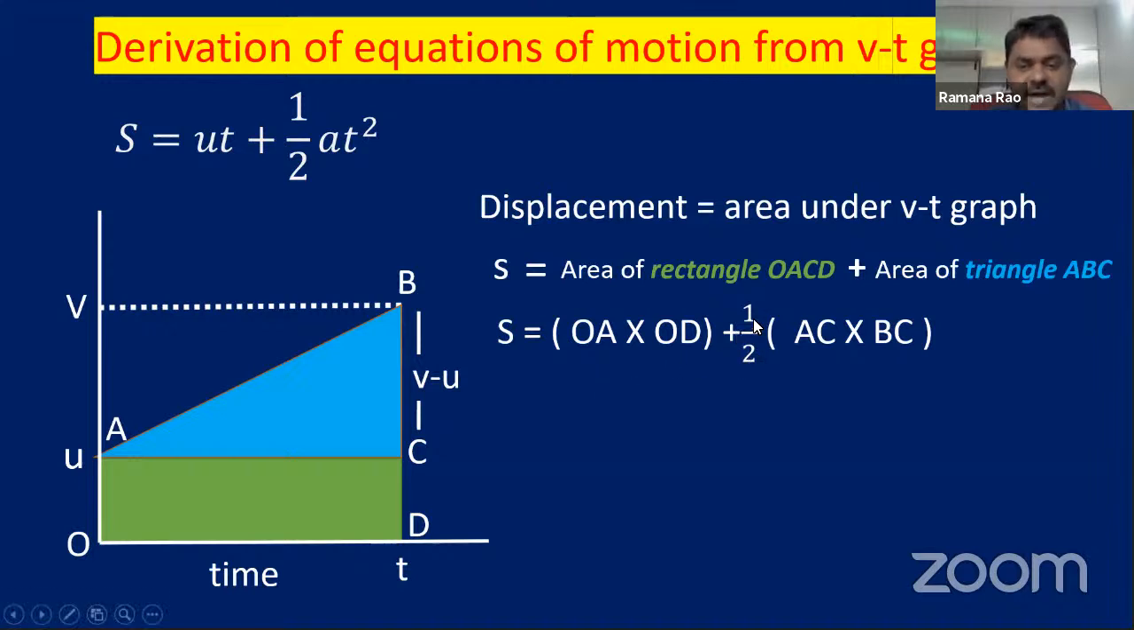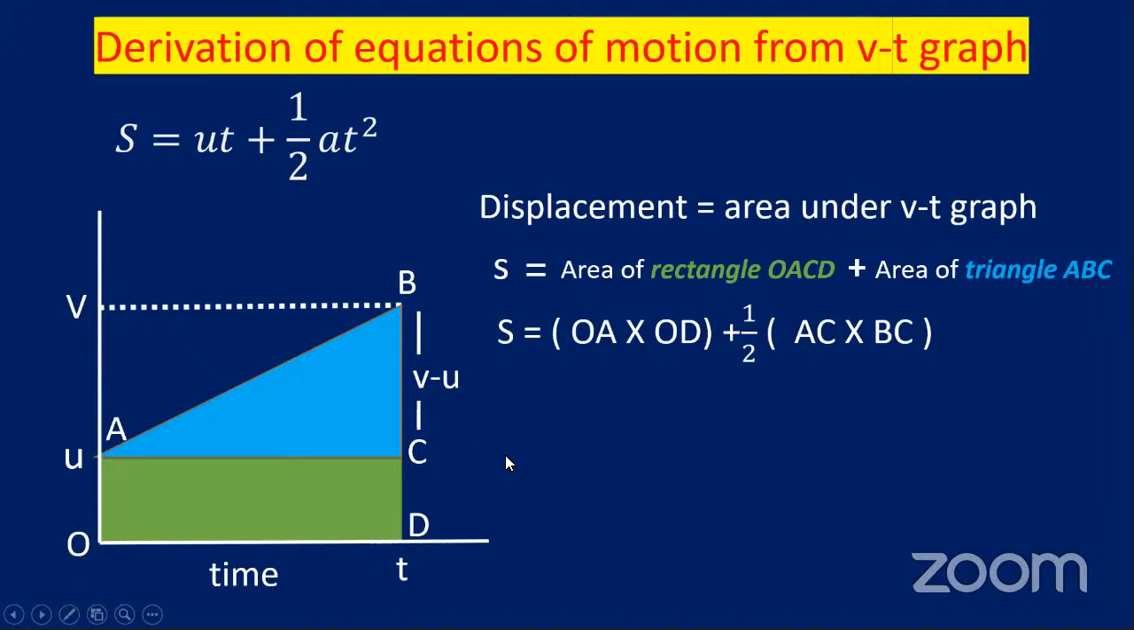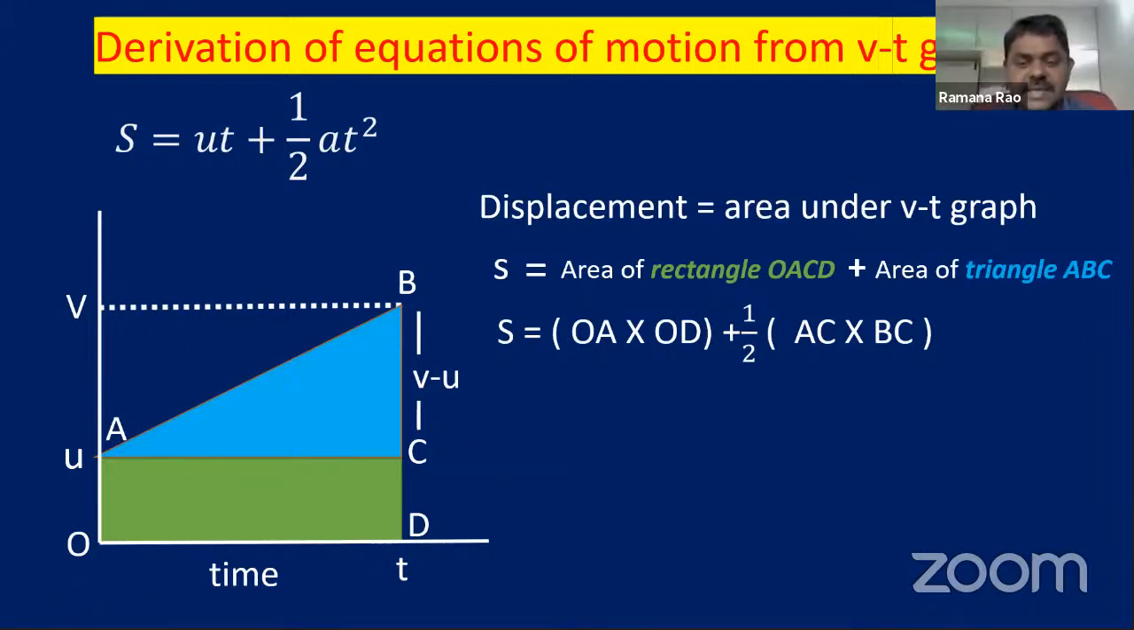So here you can see half into base. Base is AC. Here this is base AC and height BC. Right? So half into base into height.